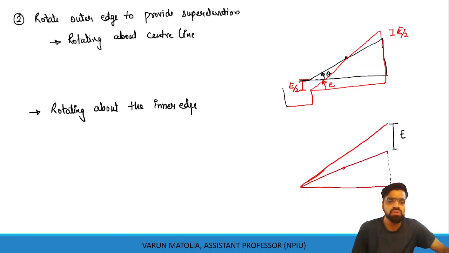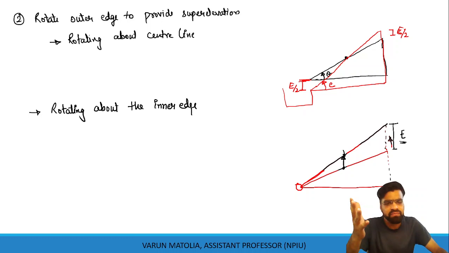So this is the process in which we raise the outer edge considering the inner edge to be the pivot. By doing this process, we moved our central line. So the central line is moved, the pivot is the inner edge, and the outer edge is raised completely to give the super elevation.